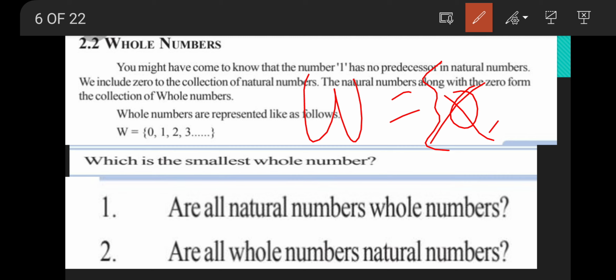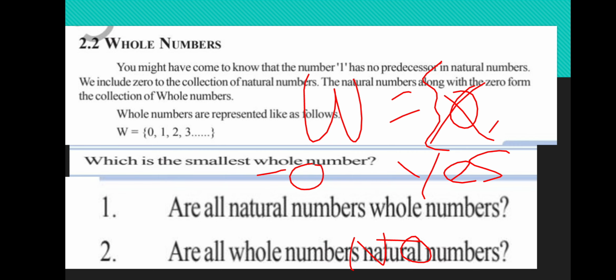Are all whole numbers natural numbers? No, because 0 is not. For this, yes is the answer for the previous one, and for this, no. Next, which is the smallest whole number? For this, the answer is 0. 0 is the smallest whole number. Like these questions we can expect in the exam.